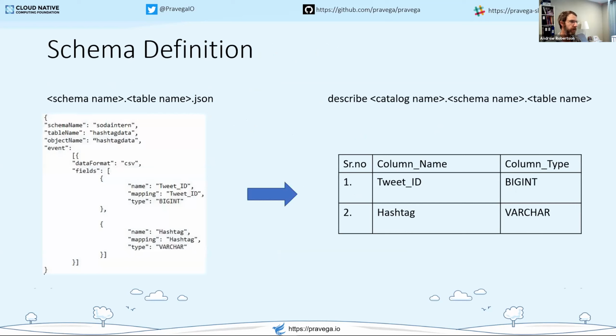Again, I'm going to show an example of this, so I don't have to go into too much detail. Basically we're just defining what the schema and table is. The object name is the stream name. What the fields contain in that table are their formats, the data format, in this case CSV, and that's going to map to some table definition in Presto. Okay, next.